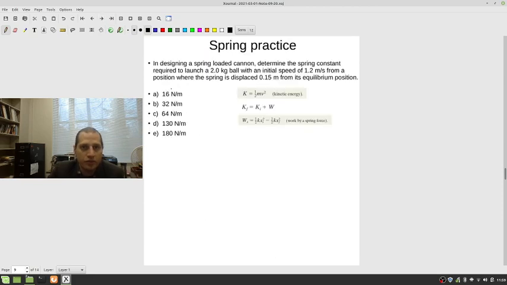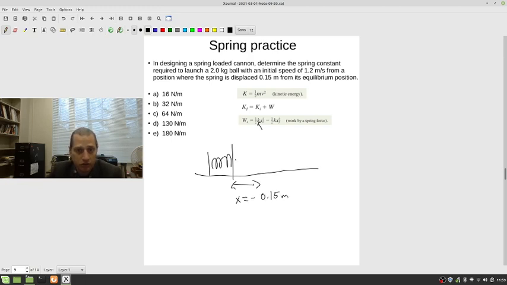Now let's see a good example of this. It says, in designing a spring-loaded cannon, determine the spring constant, remember that's little k, required to launch a 2-kilogram ball with an initial speed of 1.2 meters per second from a position where the spring is displaced 0.15 meters from its equilibrium position. Okay, so let's draw the picture. We've got some spring, and let's say that we compress it, so that x is going to be minus 0.15 meters, just in this way that I've drawn it.